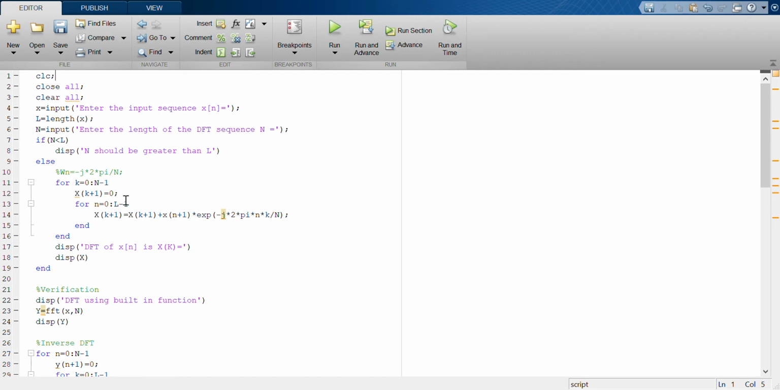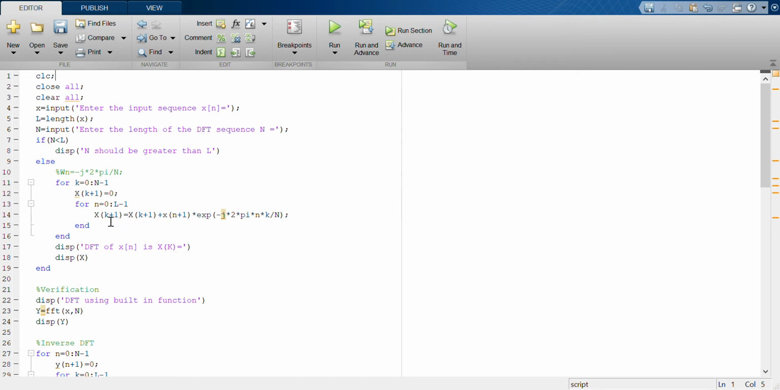So first initialize X of k, where we are storing the results of DFT. Instead of writing X of k, as we have initialized it from 0, it should be written as X of k plus 1 equal to 0. And the next one, the inner loop will be for n equal to 0 to L minus 1. The formula is: capital X denotes here the DFT and small x denotes the sequence.